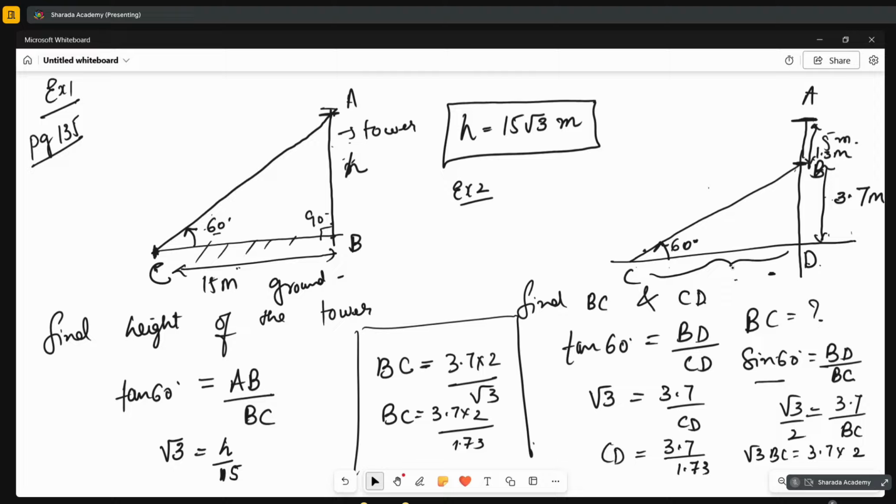Rohit, understood? Pawan, he didn't come? Okay, fine.